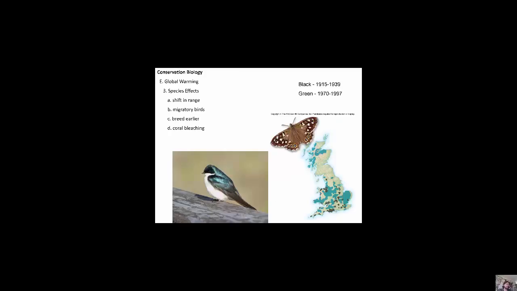So let's talk about the species effects, how global warming impacts non-human species. We will see big shifts in geographic range. We're already seeing shifts in geographic range. This can be beneficial to some species. Some species will see their range expanded. A larger number will see their range negatively impacted.